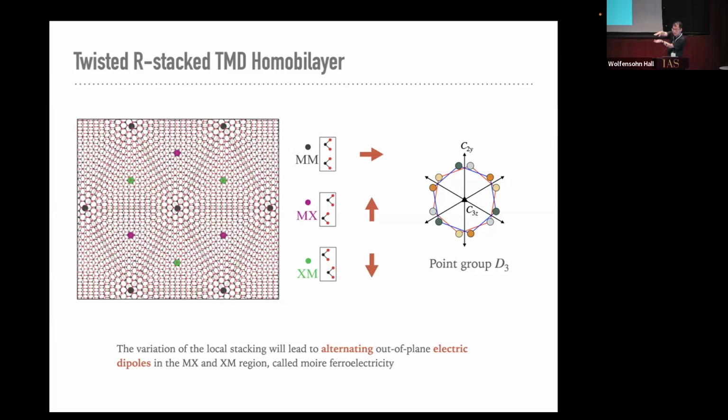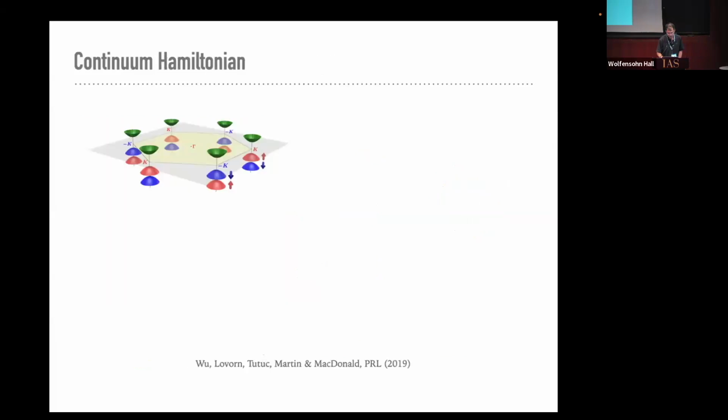If you do a C2Y, what you're going to do is flip the two layers. So those are all the symmetries that are respected by the system. Okay. So now with that being said, we're at a stage that we can finally start writing down the Hamiltonian.